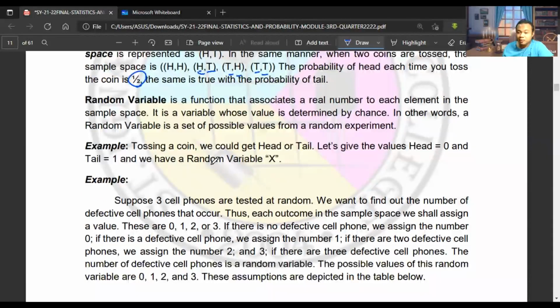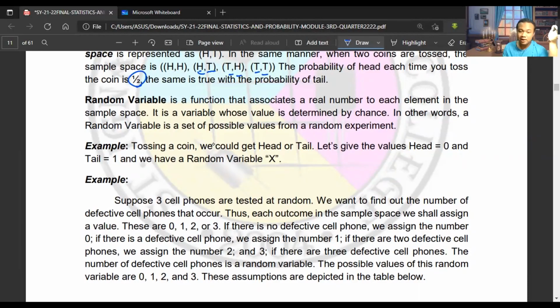Okay, so random variable, what's my random variable? It's a function that associates a real number to each element in the sample space, determined by chance. In other words, a random variable is a set of possible values from a random experiment. So pila man ang value, pila value.